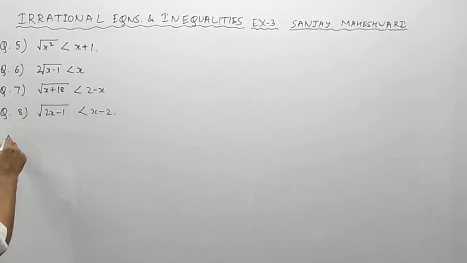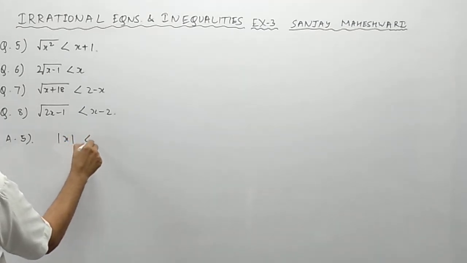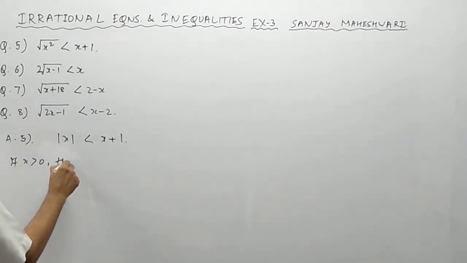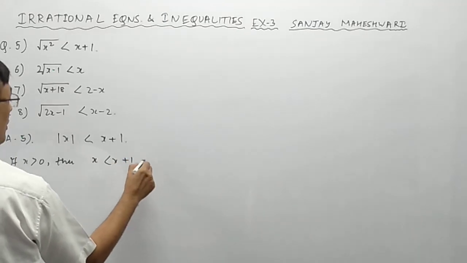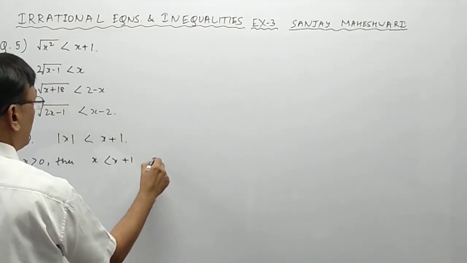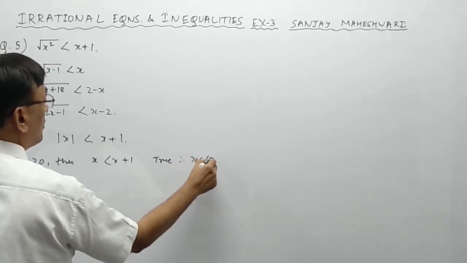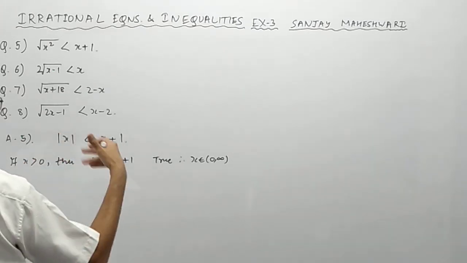Let us start with answer number 5. So root over x square is nothing but mod x plus 1. So if x is greater than 0, then this will open in positive. So this is true. Therefore, x belongs to 0 to infinity is a solution for this part.